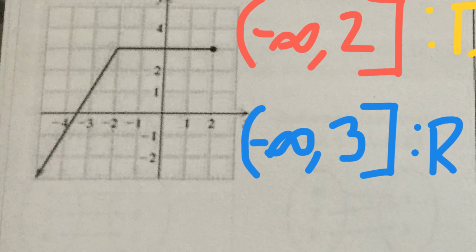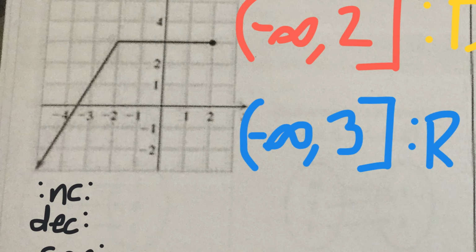Okay, the next thing we're going to look at is where our graph is increasing, where it's decreasing, and where it's constant. So increase, decrease, constant. First, we want to identify where the graph is increasing. Again, we're going to read the graph from left to right. If the graph is going up, it's increasing. If the graph is going down, it's decreasing. And if the graph is staying steady at one value, it's constant.